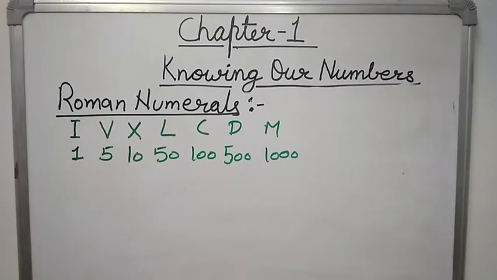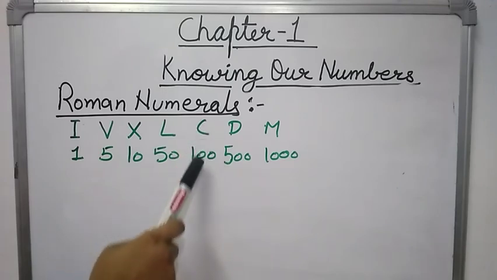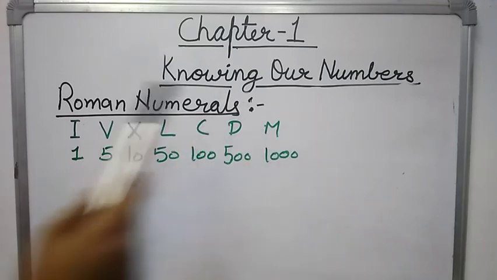These are the main Roman numerals. I for 1, V for 5, X for 10, L for 50, C for 100, D for 500, M for 1000.